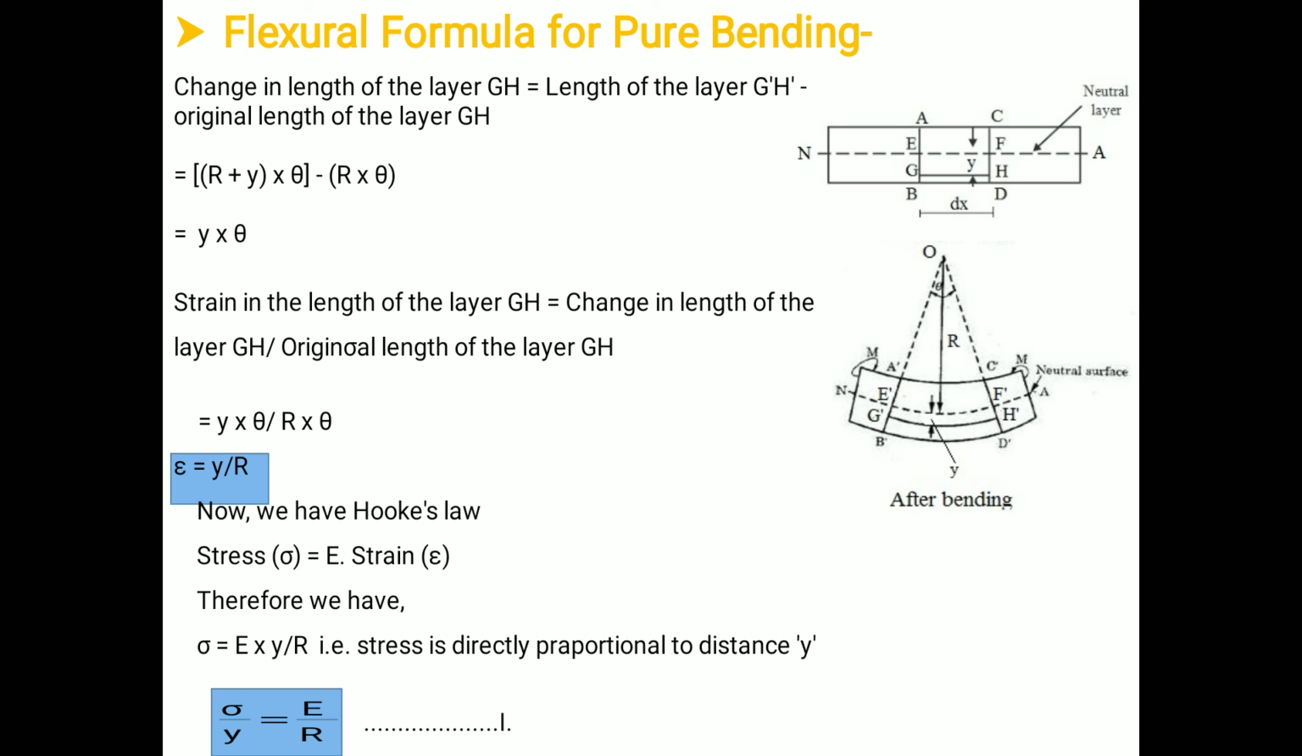But as the value of y increases from the neutral axis, the value of sigma also goes on increasing. Therefore, at the extreme fiber we have the maximum value of the stress, whereas at the neutral axis we have the minimum value of the stress. This is a very important concept for deriving the flexural formula and for the stress value. Remember that sigma is directly proportional to y. After rearranging the equation, I have sigma by y is equal to E upon r. This is the first step of deriving the flexural formula.